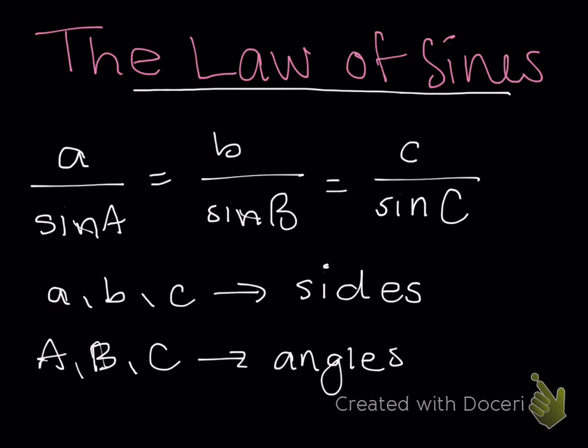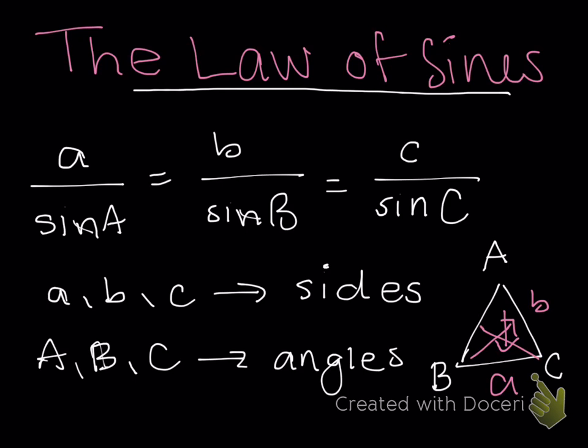And if we're looking at a triangle, and here's A, B, and C, capital letters again represent angle measurements. So directly across from the angle would be side a. Directly across from the angle would be side b. Directly across from the angle would be side c.